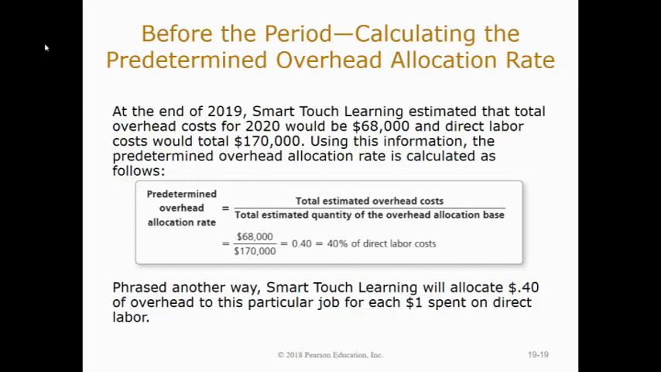Well, if you take $68,000 and divide it by $170,000, you get 40%, which means what we're saying here is that the overhead costs that are going to be incurred is always going to be equal to 40% of our labor costs for that particular job. Or for every dollar we spend on labor, if you want to think about it this way, we should allocate 40 cents of overhead from that pool into the job.